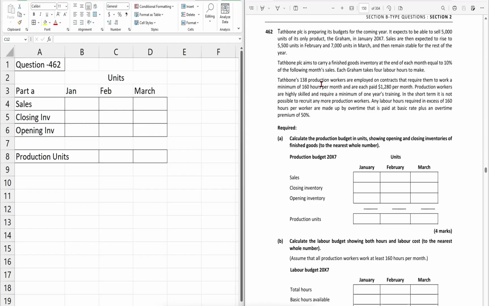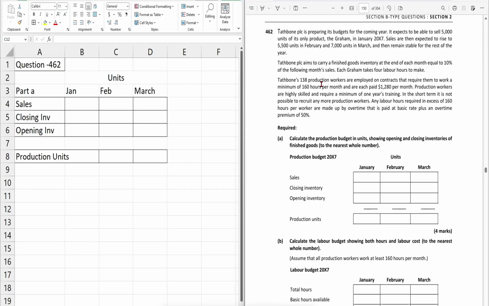Tathborne has 138 production workers employed on a contract that requires them to work a minimum of 160 hours per month and they are paid 1,280 per month. Production workers are highly skilled and require a minimum of 1 year training. In the short term, it is not possible to recruit any more production workers. Any labor hours required in excess of 160 hours per worker are made up by overtime that is paid at the basic rate plus an overtime premium of 50%.